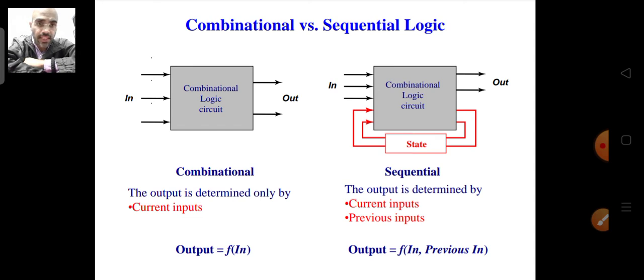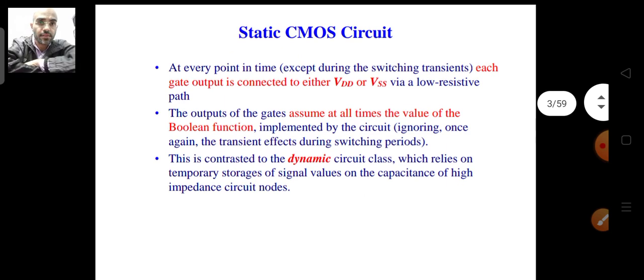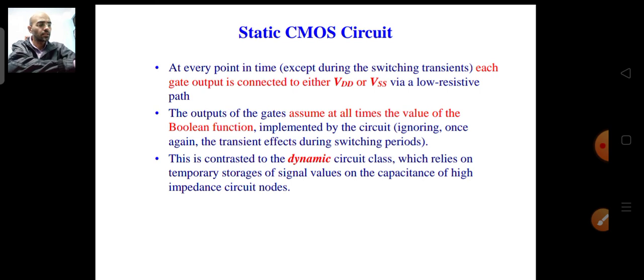As I have told you, we are going to see the combinational circuits only, and that too the CMOS combinational circuits, the static CMOS circuits. As we know, whatever circuit we take, it works basically in two states. One is the static state, and the other one is the dynamic state.